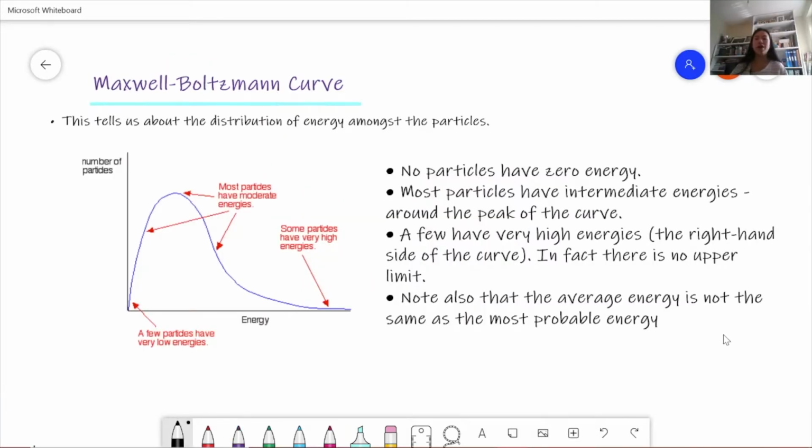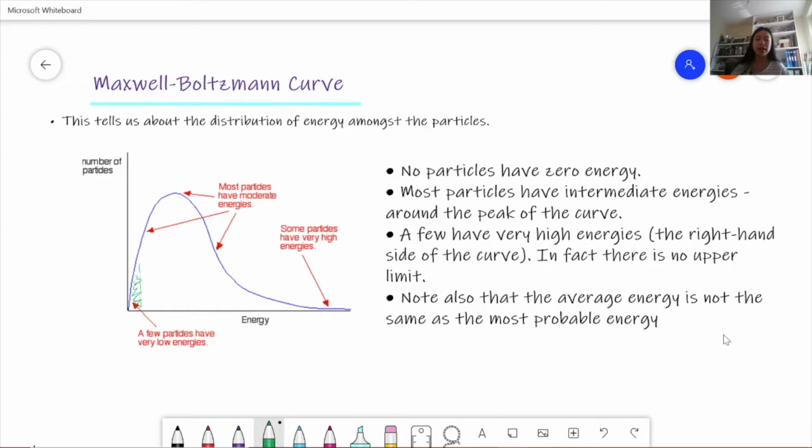Now we're going to talk about the Maxwell-Boltzmann curve, and what this distribution tells us is actually how the energy amongst the particles is distributed. So this actually only works for gas particles. So there are four things to note, and the first is that no particles have zero energy. So this area where they have very little energy is very small. So there's not many particles with these kind of low energies.